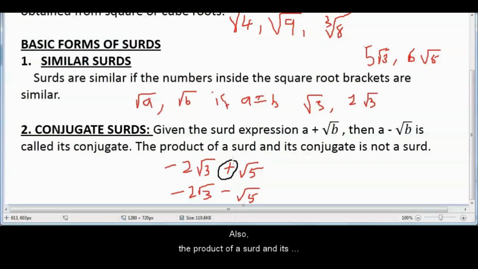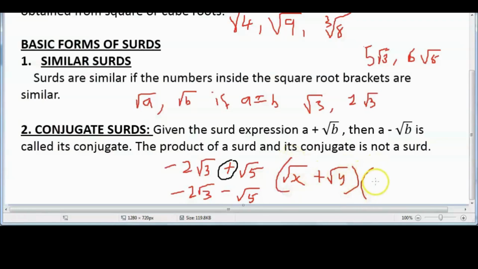Also, the product of a surd and its conjugate is not a surd. Take a look at this. Root x plus root y multiplied by its conjugate. The conjugate is going to be root x minus root y. The product of these two is x minus y. This is not a surd.